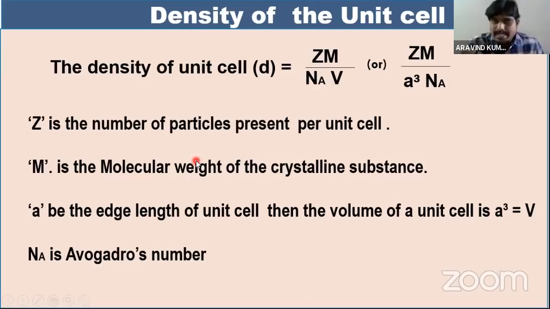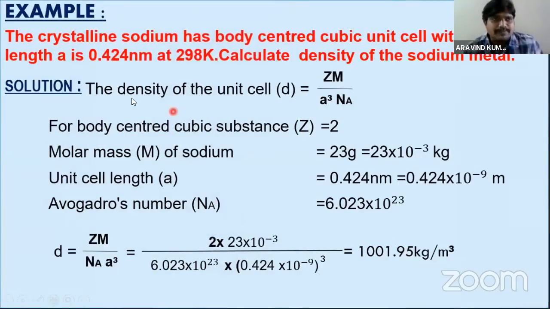That means if the unit cell is primitive, you have to take the Z value as 1. If the Z value is 2, it will be a body-centered cube. If Z value is 4, it will be a face-centered cube. Now, M represents the molecular weight of the crystalline substance, and A is the edge length, as I said. Volume is equal to A cube, therefore in place of A cube, I can substitute volume also. Next, Na is the Avogadro number. Let us do one problem regarding this.